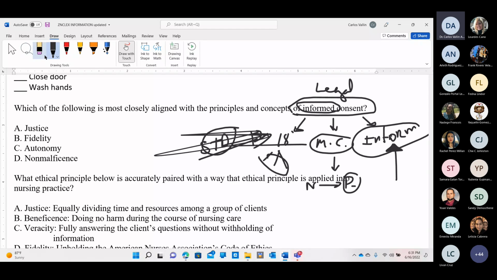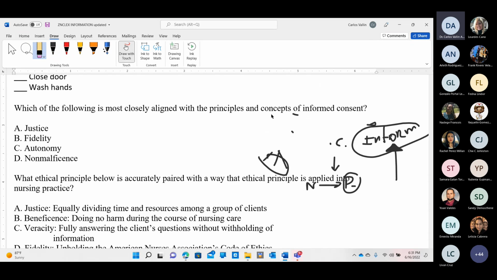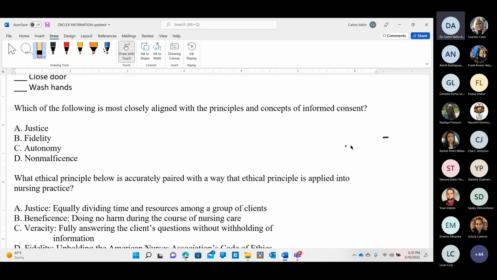Okay, so a little review of informed consent. Once we refresh in our mind what informed consent is, they're asking, let's see, we understand the question: what is aligned? Aligned is associated, is parallel, is included, etc. Aligned with the principle and concept of informed consent: justice, fidelity, autonomy, non-maleficence. So obviously they are asking about autonomy. They are asking about ethics.